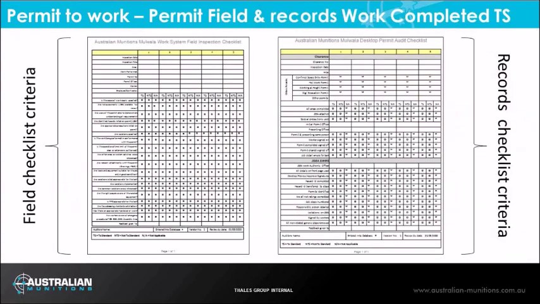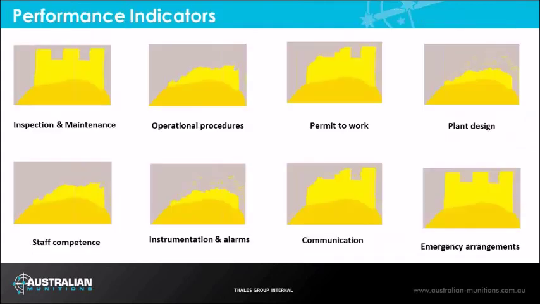Here we can see the field checklist criteria on the left and the records checklist criteria on the right. These are the two checklists that were created from guidance material and adapted for the site and separated so that we have the two performance measures.